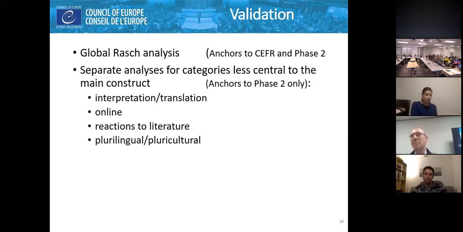So we ran separate analyses for all of the constructs which were a bit different, like things to do with interpretation analysis, things to do with online interaction, things to do with reaction to literature, and things to do with plurilingual pluricultural. Because the fundamental principle in Rasch modeling is that if you run a separate analysis for a category, and it produces different results on the mathematical scale, then you should believe the separate analysis and not the main analysis, because it means that you do not have unidimensionality.